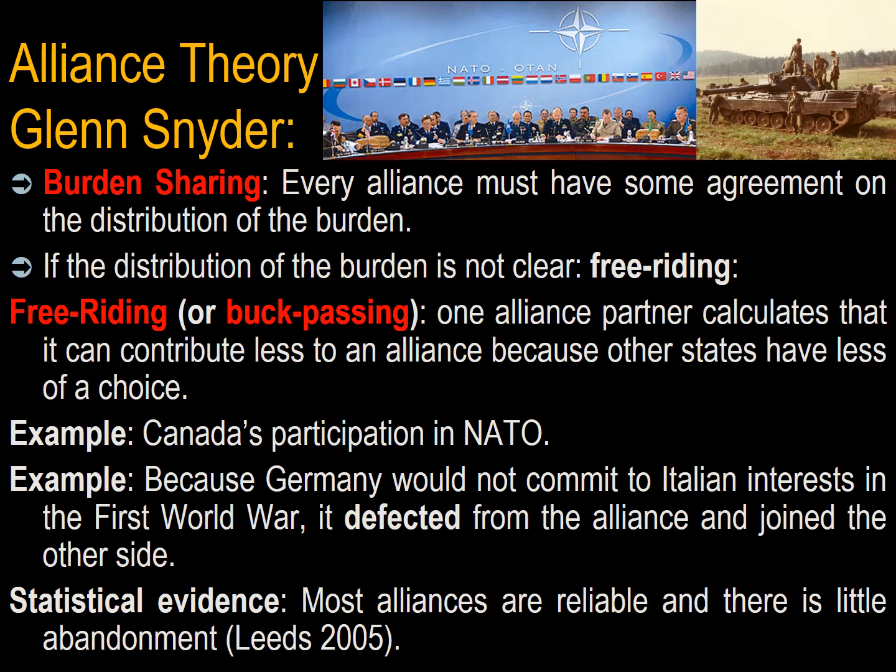If you don't specify the distribution of the burden, you could get a dysfunction called free riding, also called buck passing. Free riding or buck passing in an alliance occurs when one alliance partner calculates it can contribute less to an alliance because other states have less of a choice.